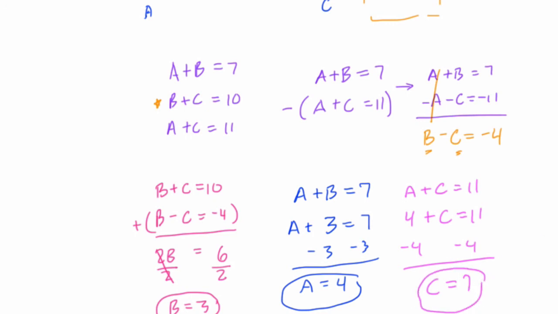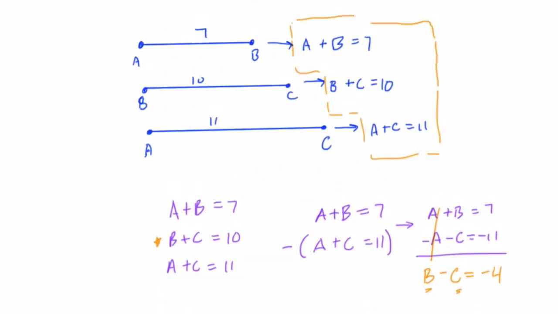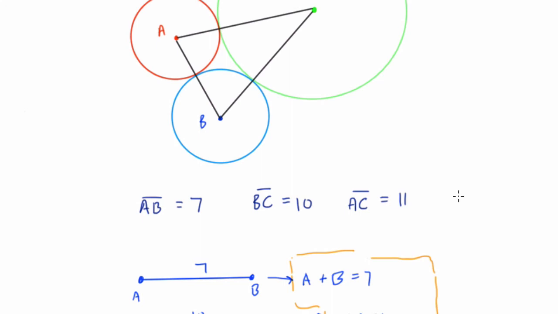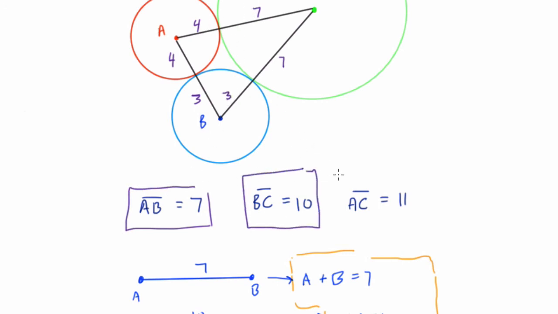And we can see this is true if we go back to our diagram, right? This is 4, this is 3, and this is 7. This is 3, this is 4. So 4 and 3 is 7, AB is 7. 3 and 7 is 10, so BC is 10. And 4 and 7 is 11, so AC is 11.